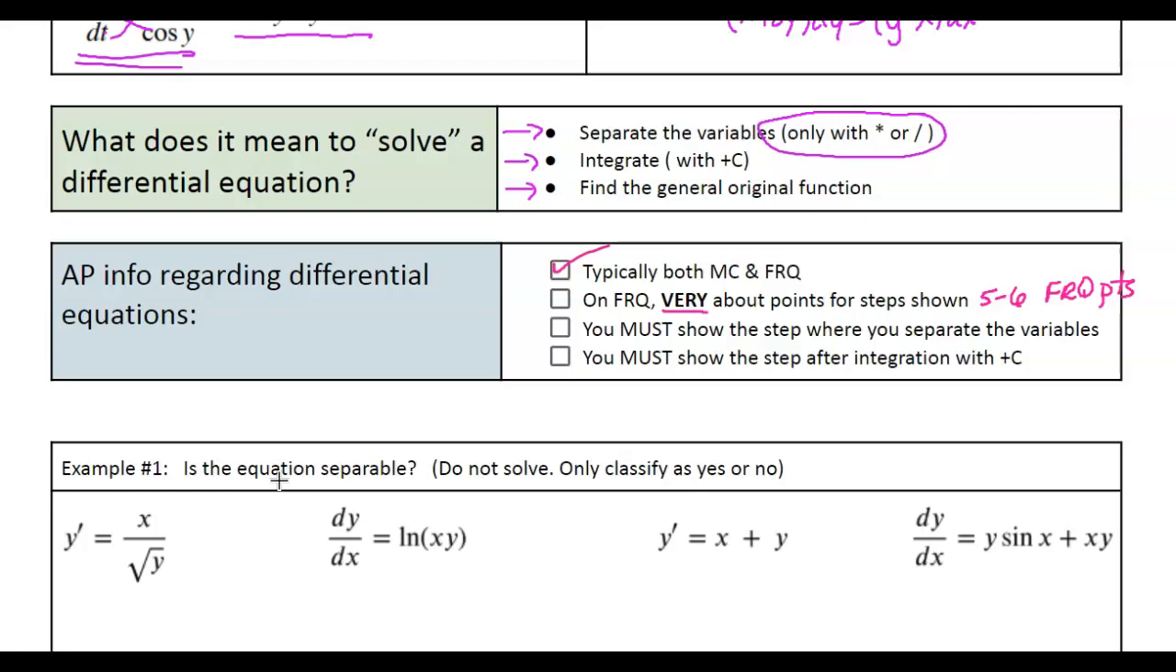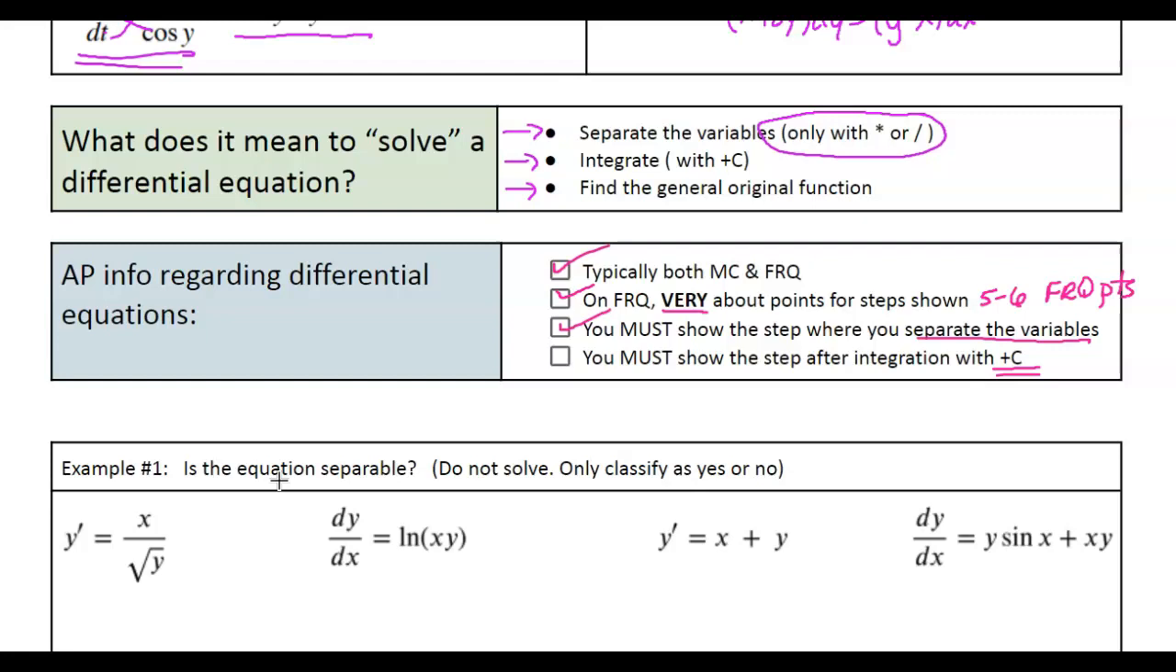Okay, so don't think, oh, I'm just going to skip these points. These are the points you want to get because they're very attainable. As long as you can integrate, you should be fine. You must show the steps where you separate the variables at the very beginning. It seems silly, like, oh, I just do it in my head. Well, no. And most of you will do that anyway, so I'm not super concerned about it. You must also show the step after integrating with the plus C. So if you don't write a plus C and you're just like, oh, yeah, I found it, I forgot to write that, well, they're really picky about that.